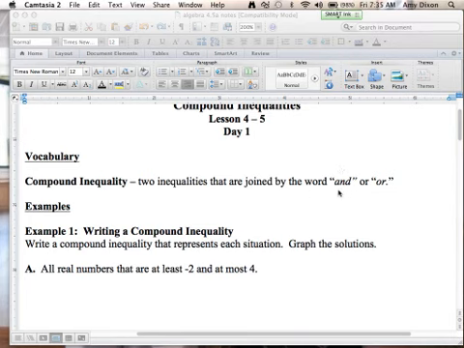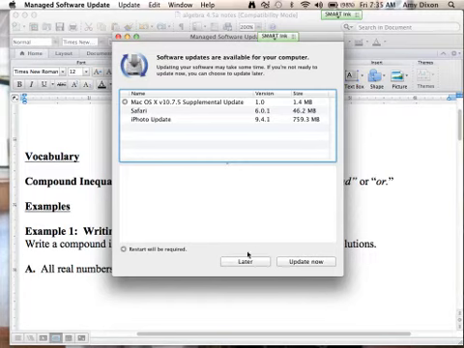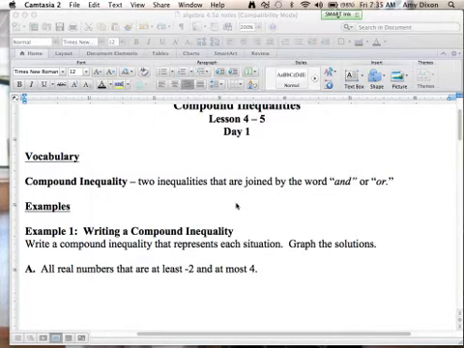Okay, class, today we're going to talk about compound inequalities. We've got two parts to this lesson. The first one we're going to talk about are inequalities that are joined by the word and. There's also compound inequalities joined by the word or. Today we will concentrate on compound inequalities with the word and.